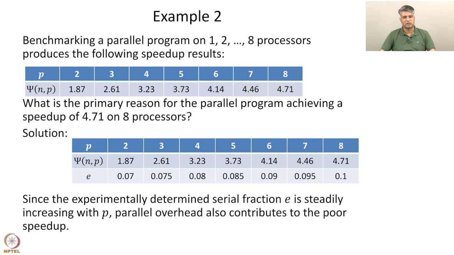We can look at another benchmark problem where I do the same study with 8 processors, but with slightly different speedup data. Now, in this case, when I determine E, you will see that E keeps increasing with the number of parallel processors. So, what we have determined here is that the serial fraction E increases with P. That means the parallel overhead also contributes to the poor speedup, and at some point you will start seeing a significant slowdown once the parallel overhead becomes large enough.